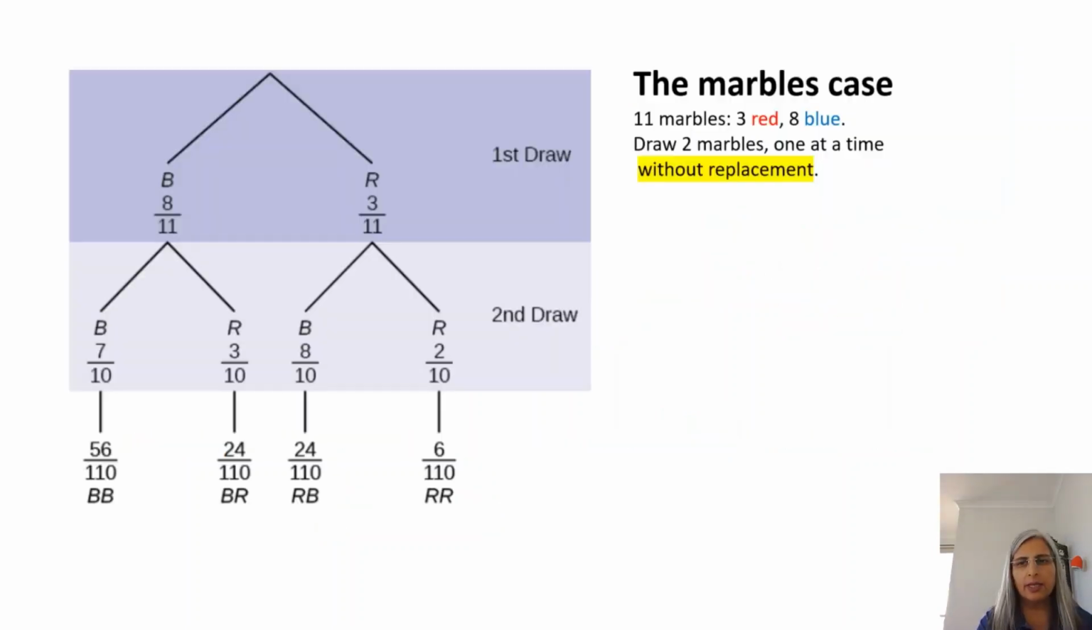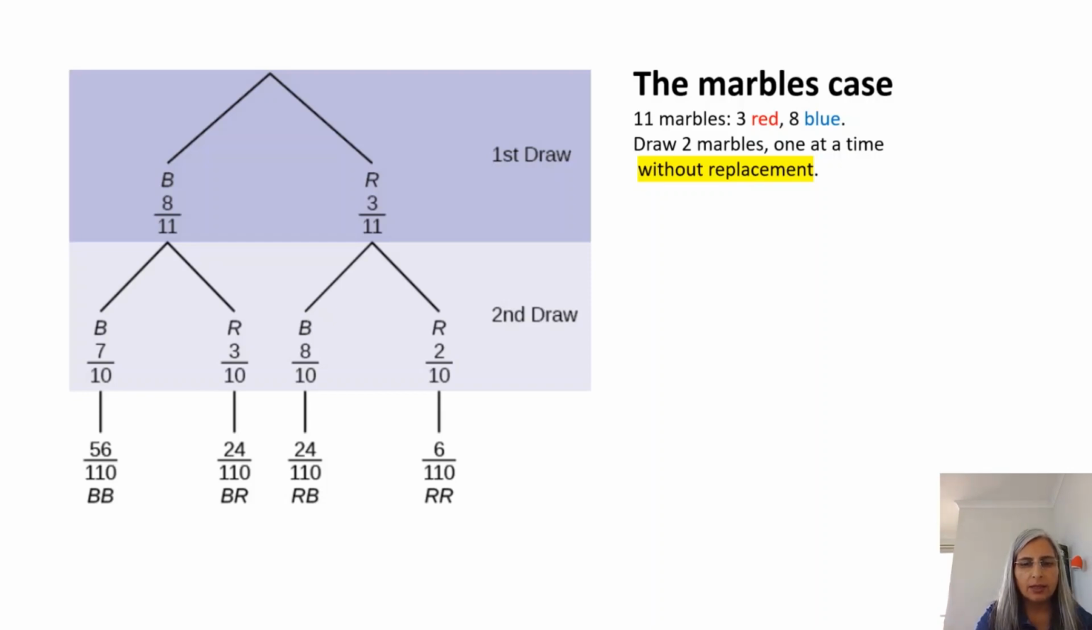Now we are considering another very interesting case. We again have 11 marbles this time, 3 red and 8 blue as before. We draw 2 marbles, one at a time, but this time without replacement, which means that once we pick a marble, we don't put it back before we pick the second marble. Okay, what does the tree diagram say in this case?